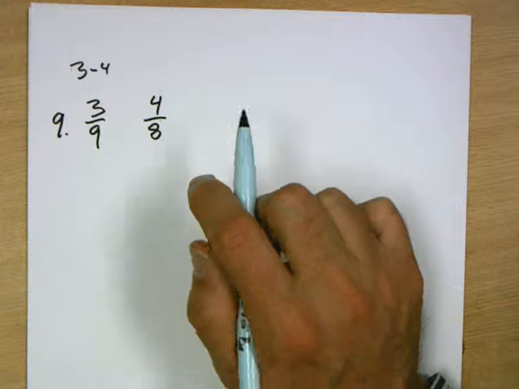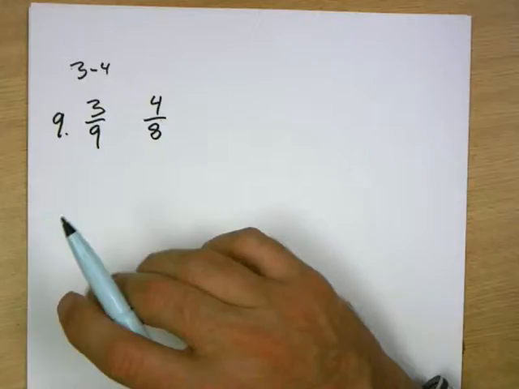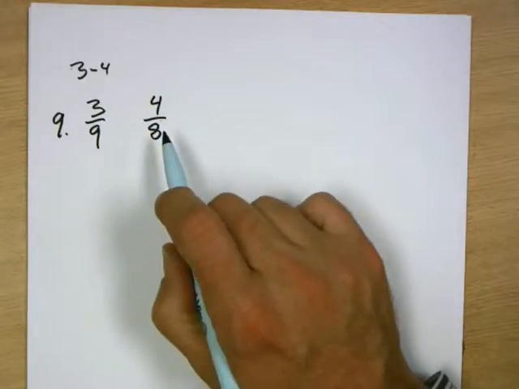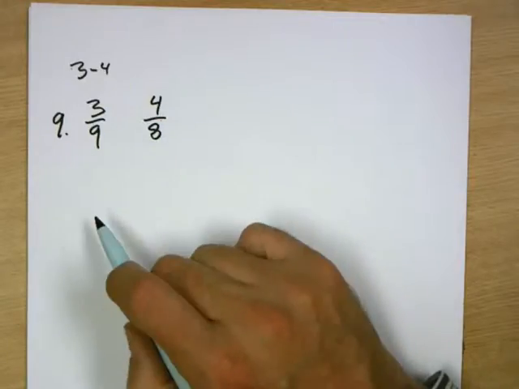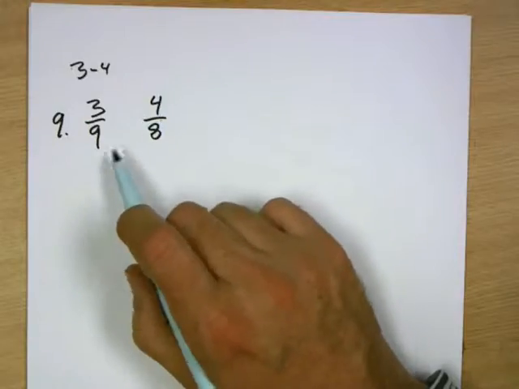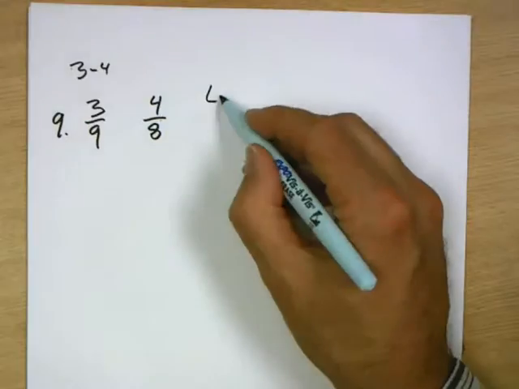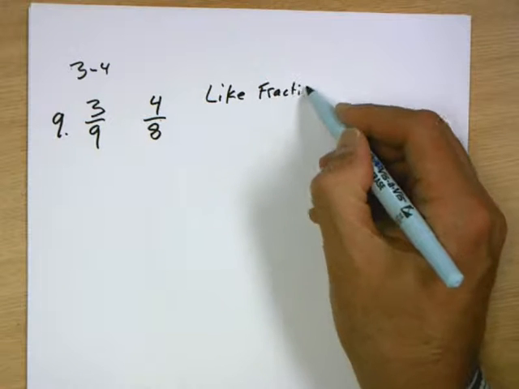So moving on to number 9, they're asking us to write these two fractions as like fractions to see if they're equivalent or not, meaning is 3/9 the same amount as 4/8? So in order to do that, we need to find a common denominator. We need to write them as like fractions, meaning they have a common denominator.